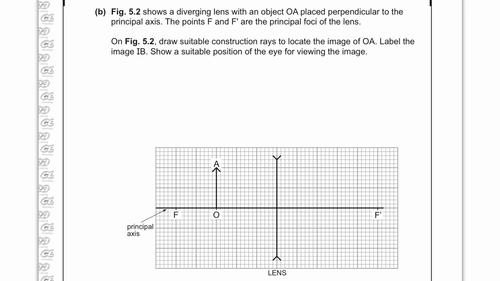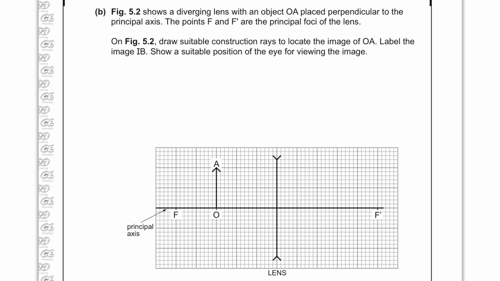Part B, figure 5.2 shows a diverging lens with an object OA placed perpendicular to the principal axis. The points F and F' are the principal foci of the lens. On figure 5.2, draw suitable construction rays to locate the image of OA, label the image IB, and show a suitable position of the eye for viewing the image.